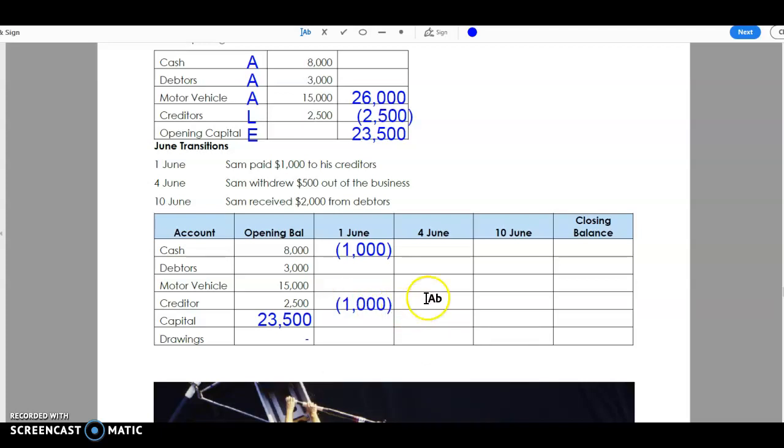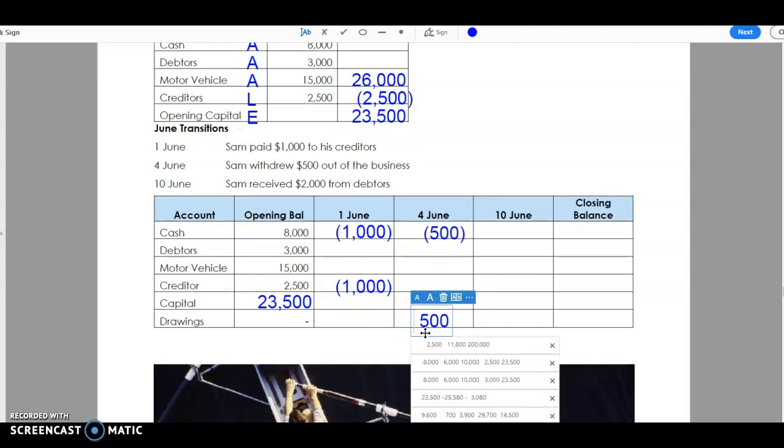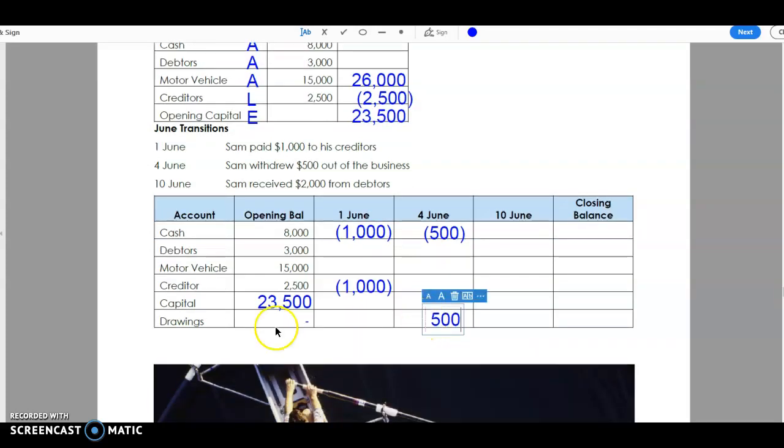There it is. On the 4th of June, Sam withdrew $500 out of the business. So his cash account will decrease by $500. And his drawings account will actually increase by $500. So what's going on here? Because drawings are an equity account, aren't they? Look, there it is. E for equity. So drawings are an equity, but this is going up and cash is going down. Is that not violating our accounting equation?